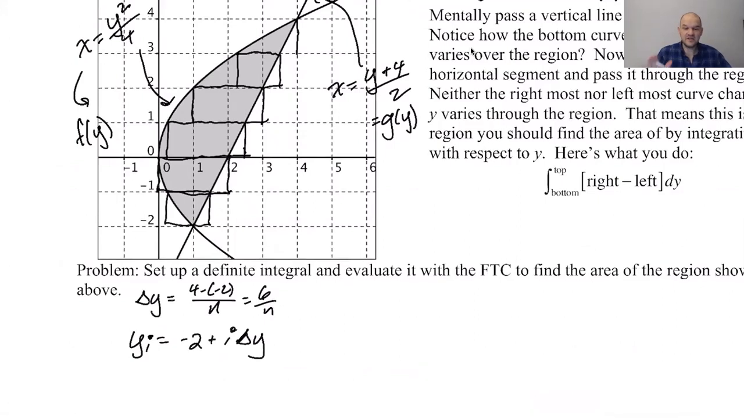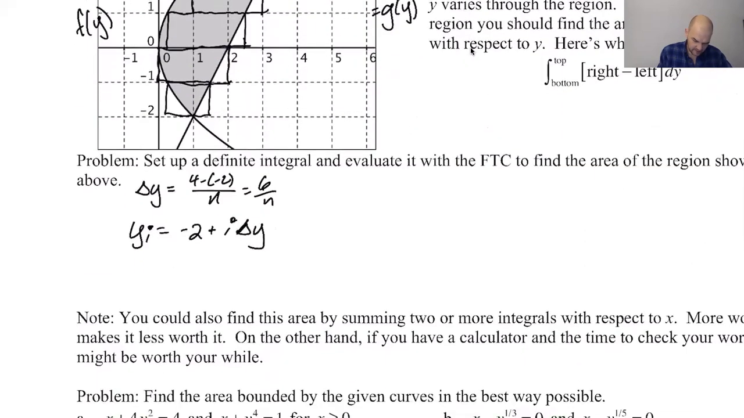Each of these individual rectangles has a width of delta y, and an area of delta y times, how do I get this segment? Well, I want a positive, right? On the number line, if I want to go from 1 to 5, I just do 5 minus 1. Here, I'm going to do the right-hand thing minus the left-hand thing, which looks like it's going to be g of y sub i minus f of y sub i. So one rectangle is going to be delta y times g of y sub i minus f of y sub i.